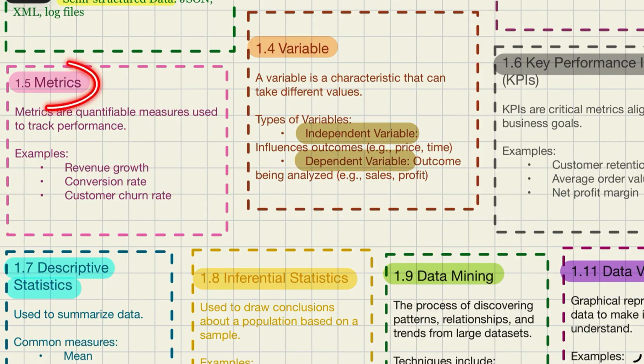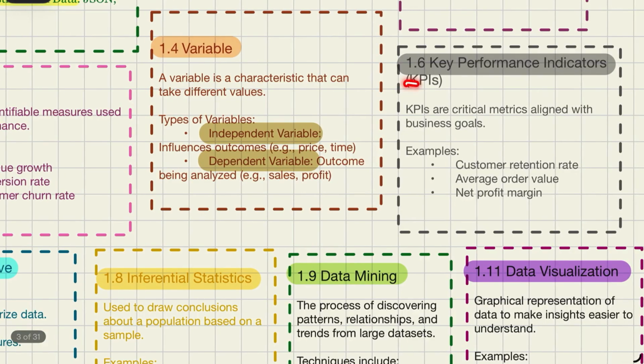Then we have metrics. You might have heard this term a lot. A metric is a quantifiable measure used to track performance. For example, we have revenue growth, customer churn rate, how many customers are actually leaving us, right? What is the loyalty performance? These are the metrics.